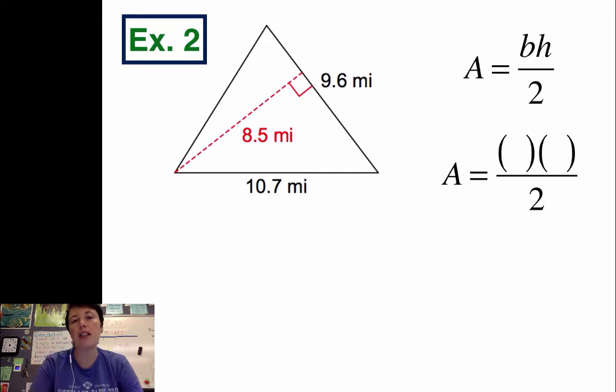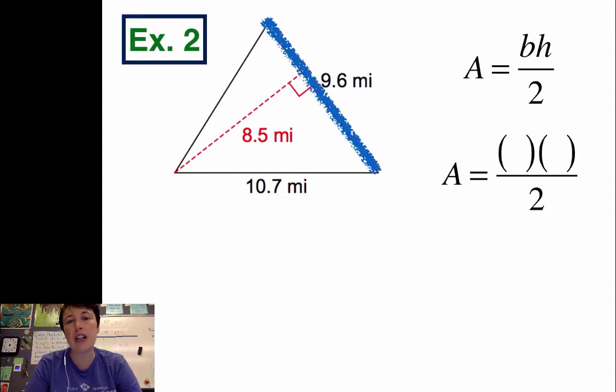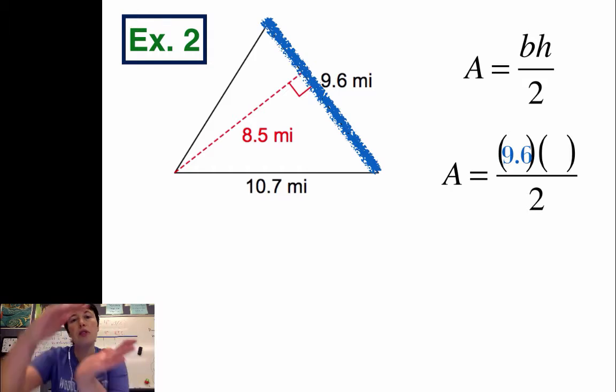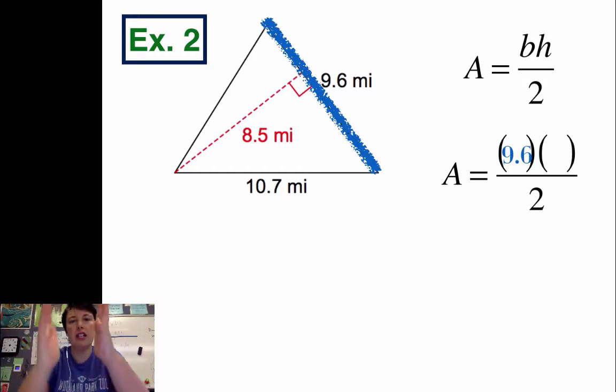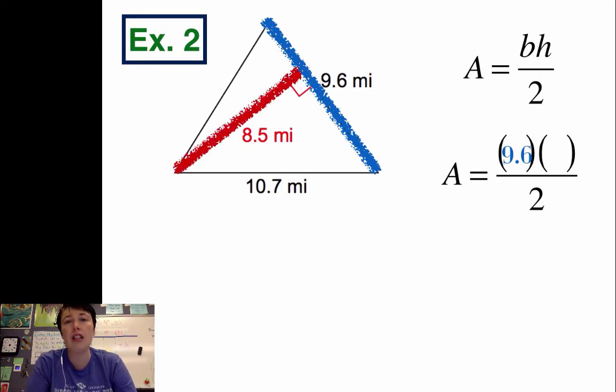Base times height. Well, this time, the red dotted line really helps me figure out where height is. That little box, that little square, that 90-degree angle helps me out. So for this problem, my base is actually this one right here. It's the 9.6 miles. That's going to be my base. It's almost like picture taking the triangle and turning it and setting it up so it sits straight up. That's how I find my base. My height is that 90-degree angle. It's that 8.5 miles.